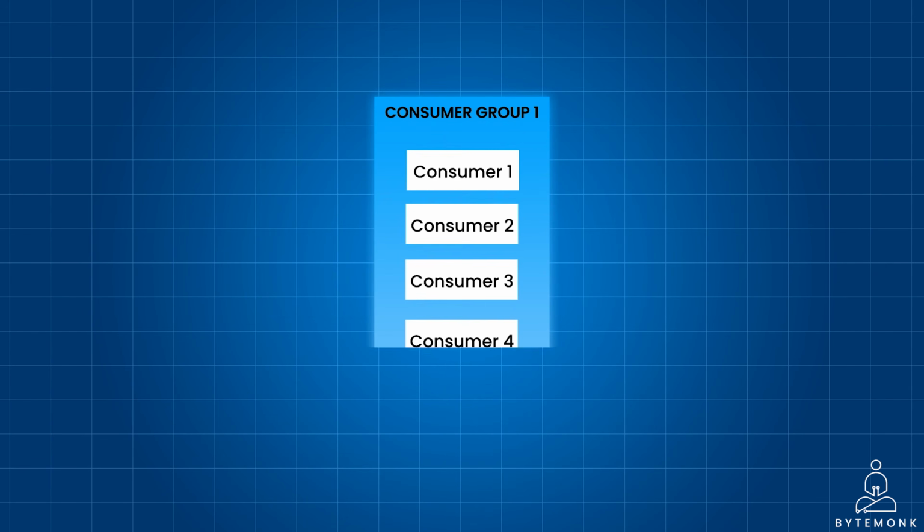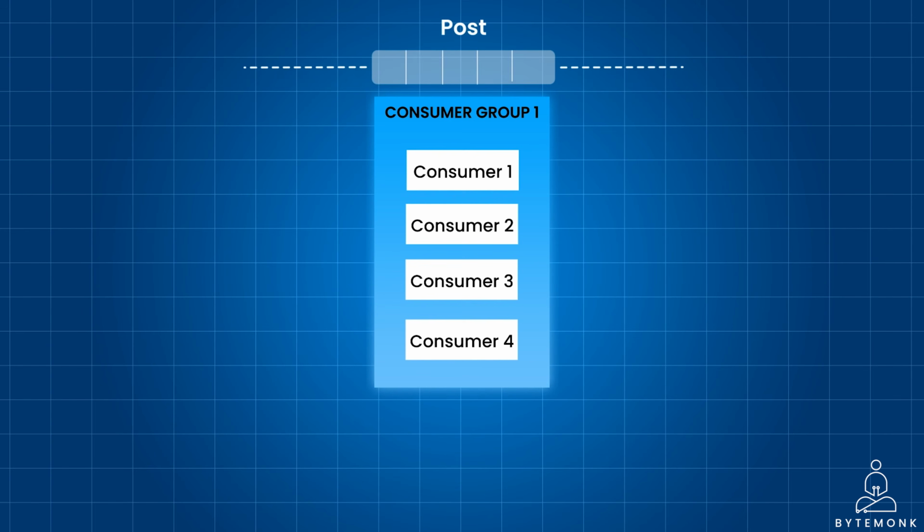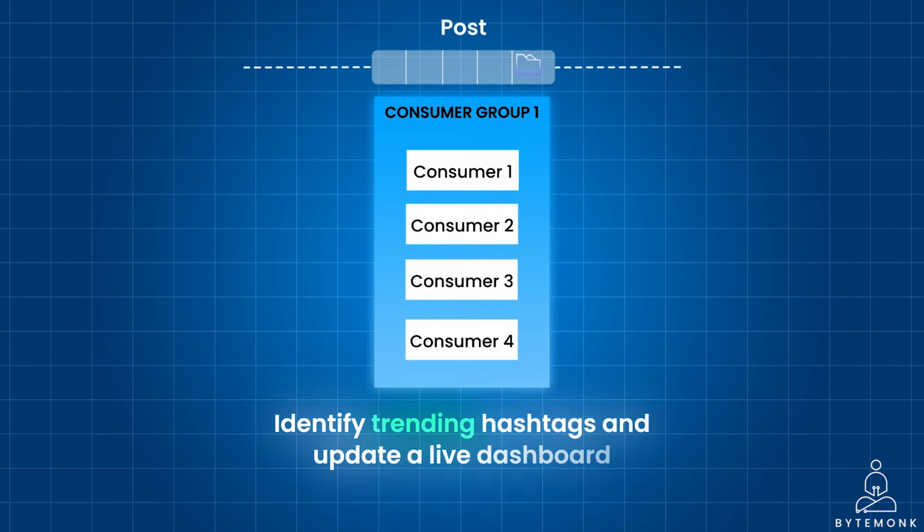So in our social media app, you could have a consumer group dedicated to monitoring post topics that can provide valuable insights into what's trending on social media. By analyzing a portion of the posts, these consumers can identify trending hashtags and update a live dashboard accordingly. This information can help businesses stay informed about the latest trends and tailor their content to resonate with their audience.